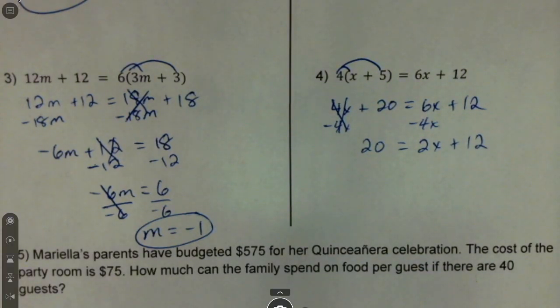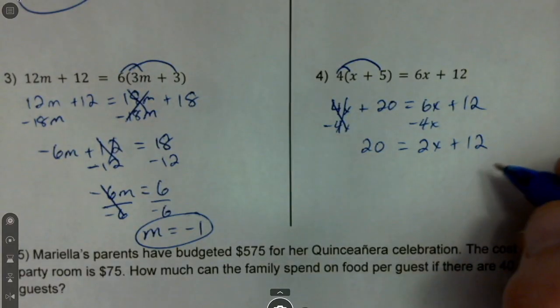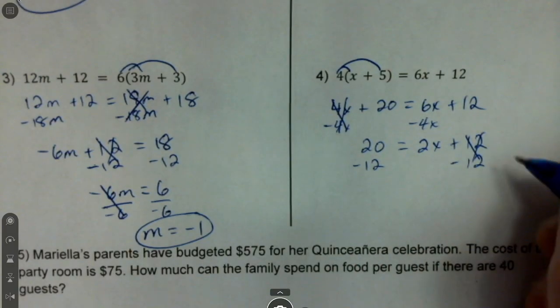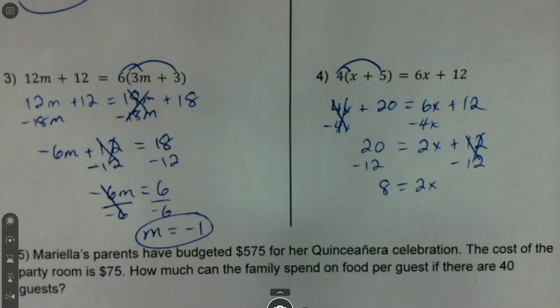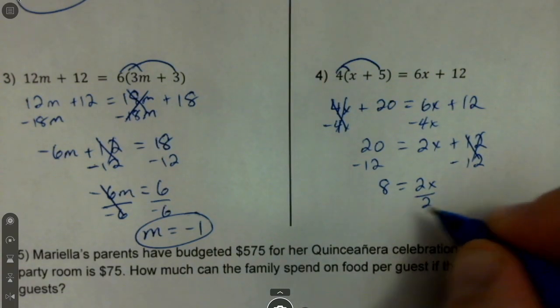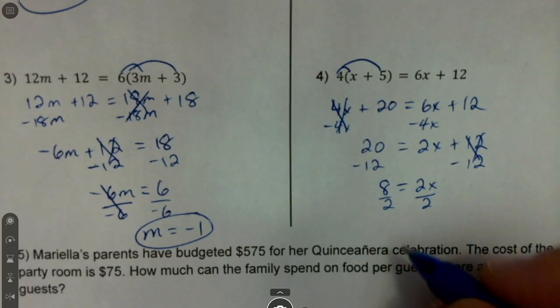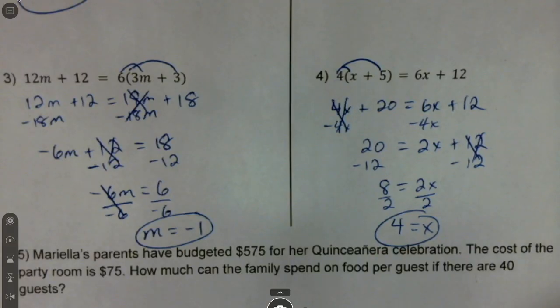Step 4 is to move the constant away from the term of the variable. That's this constant over here. They're adding 12, so I need to subtract 12 from both sides. That gives me 8 equals 2x. Then we divide both sides by 2, because they're doing 2 times x, so I do the opposite of times, and I divide. I get 4 equals x.